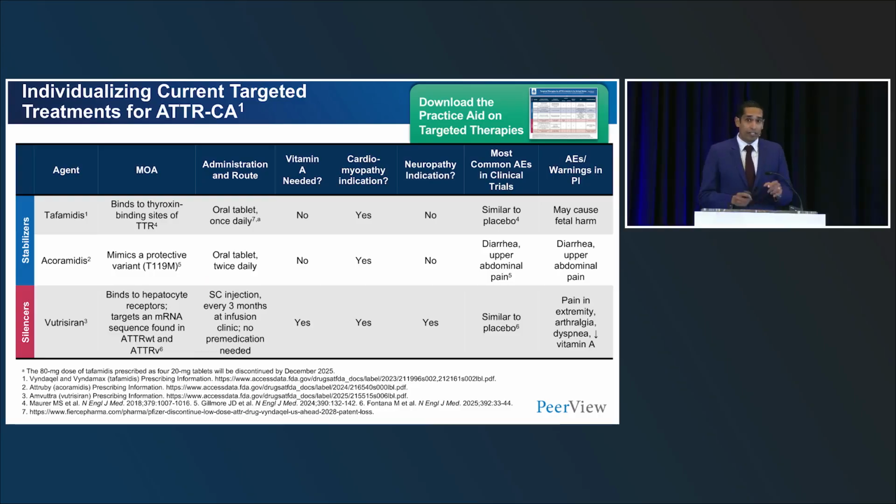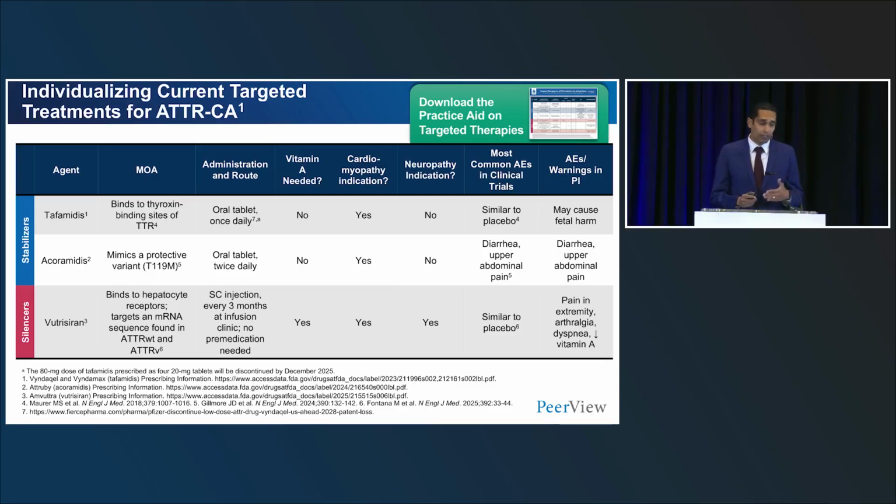So let's talk about targeted treatment. I think this is probably one of the most important aspects of care for patients with cardiac amyloidosis. We have two classes of medications that are currently FDA approved: three drugs, 2 stabilizers and 1 silencer. Tafamidis, acoramidis, and vutrisiran. The stabilizers work to stabilize the molecule, so they inhibit dissociation into the monomers and misfolding and organ deposition as a result. And vutrisiran is a silencer, so it decreases the production of TTR in the liver, targeting mRNA.